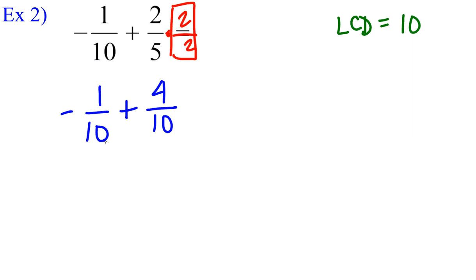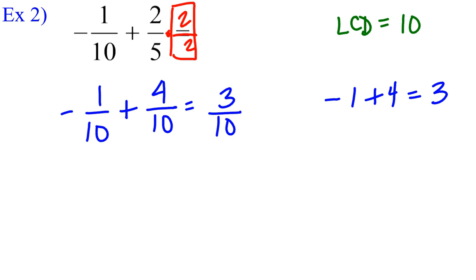Now that I have the same denominator, I am just going to equal this out with the same denominator of 10. And then I'm going to get my numerator, which is negative 1 plus 4. I have more positives than I have negatives, so this equals positive 3. And all I would do is put a positive 3 in the numerator, and I'm finished. So this idea of finding the least common denominator and then using that fraction of 1 takes us back to where it's easier with the same denominators.